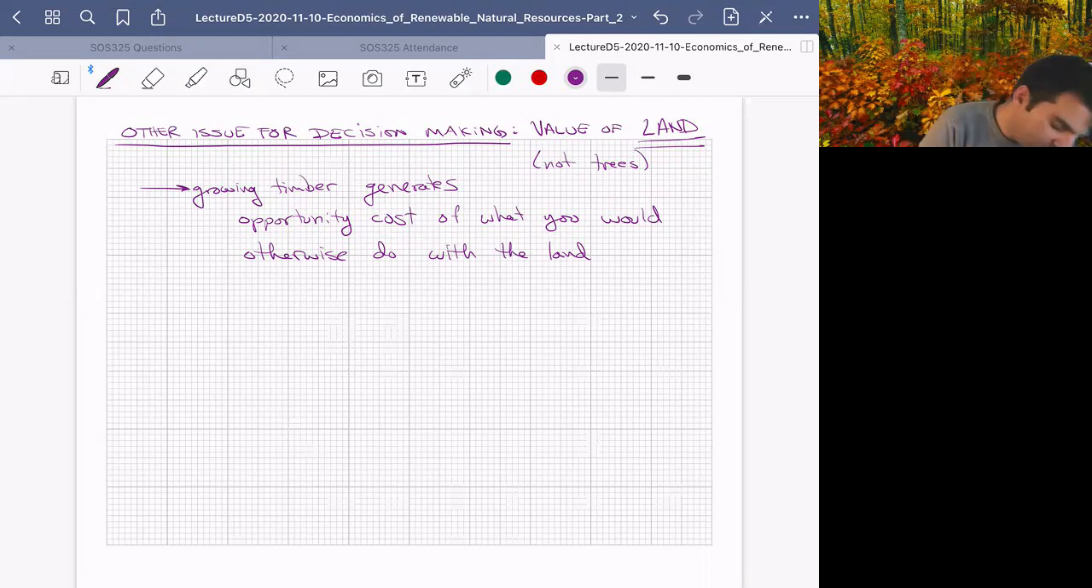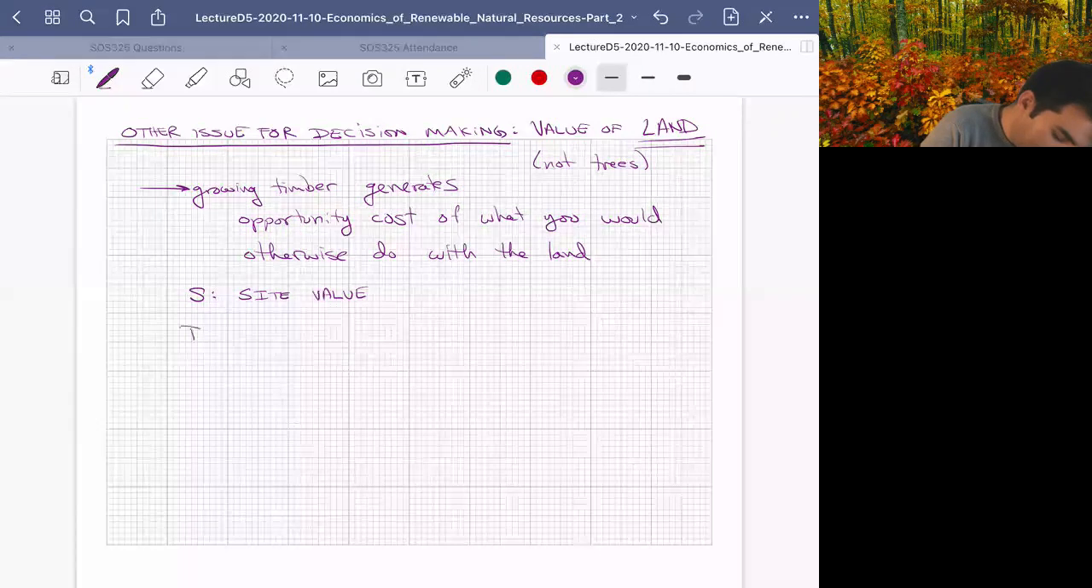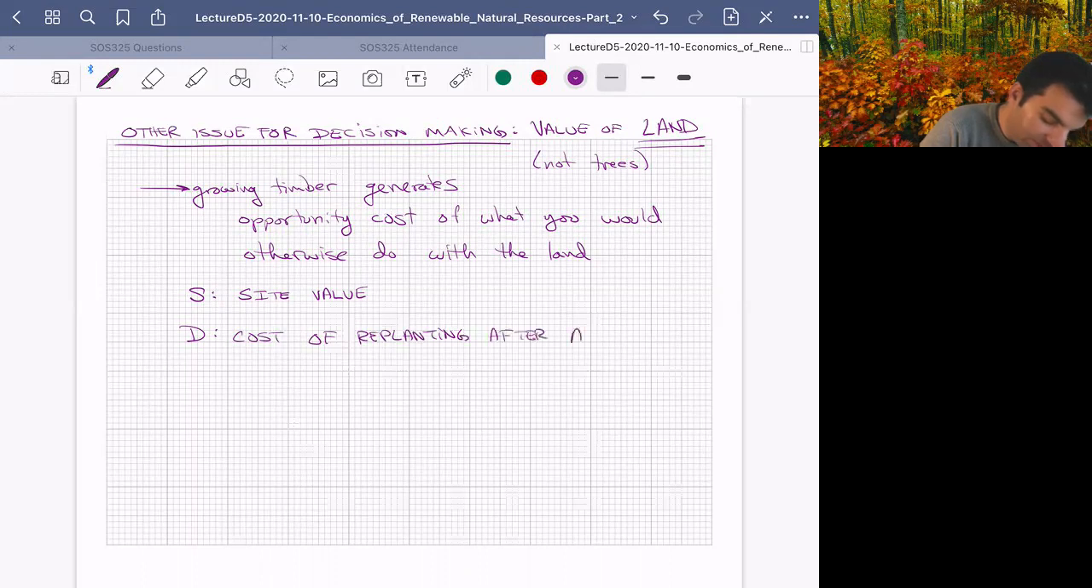All right, so we are going to introduce a couple of new variables here. One of the variables, S, is going to be the site value. And the other one, D, will be the cost of replanting after a harvest.